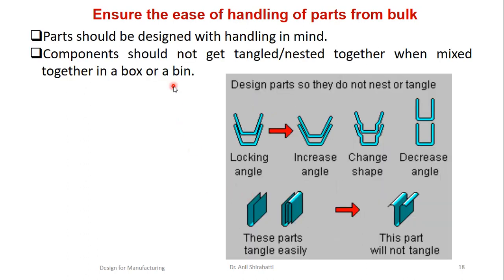Next, components should not be tangled or nested together when mixed together in a box or a bin. So design parts so that they do not nest or tangle. With the locking angle, you can increase the locking angle, and again it will have less nesting; change the shape, you can see how much the angle. Decrease the angle, and what will happen? Now this part can be easily tangled. This part cannot tangle.